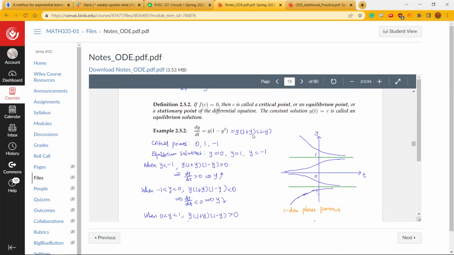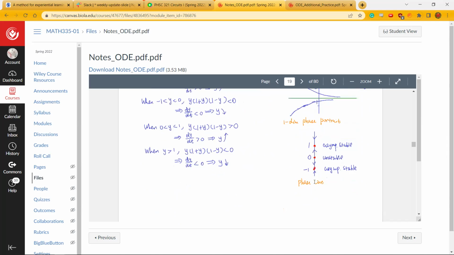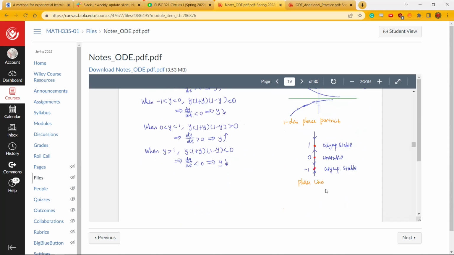Yeah, it might show up again in exam 3. So the main thing that she'll want you to do is write a phase portrait and a phase line. Let's look at the phase line first because it'll help us understand the phase portrait.